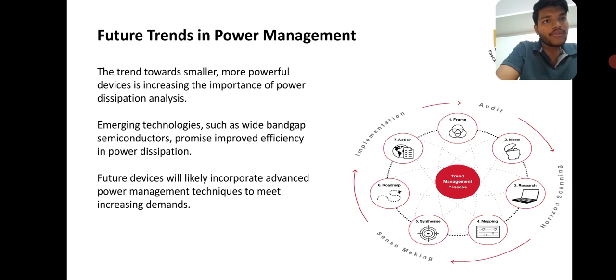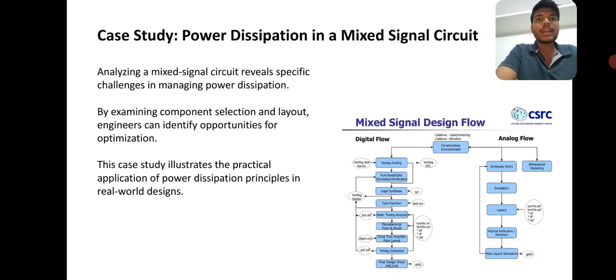First one framer, second one ideator, third one research, fourth mapping, fifth synthesis, sixth roadmap, and seventh action. These are the implementation of future trends in power management. And next is a case study.